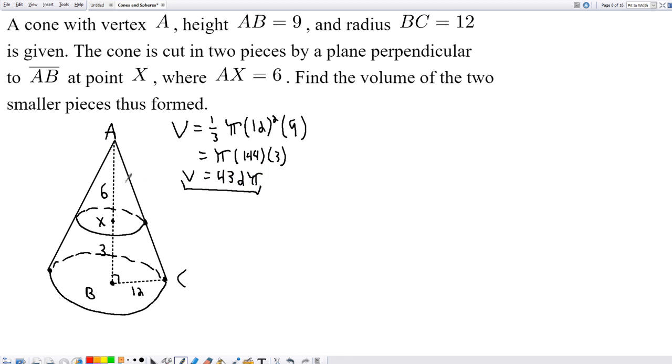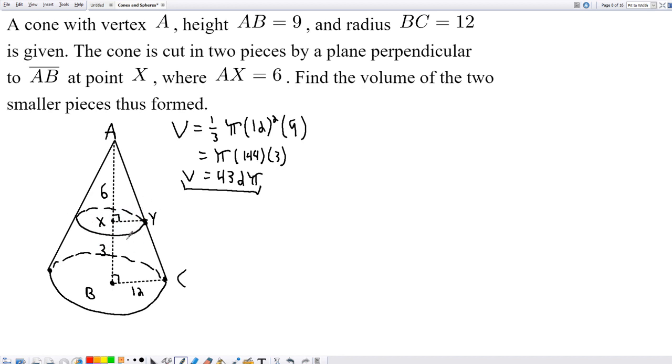What we need to find now is the volume of the top piece, which is also a cone. I'm going to call this point here point Y. Why would I do that? Because I need the radius of this smaller cone in order to get its volume. That radius would be XY, making another 90-degree angle.